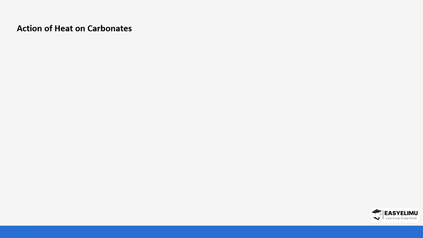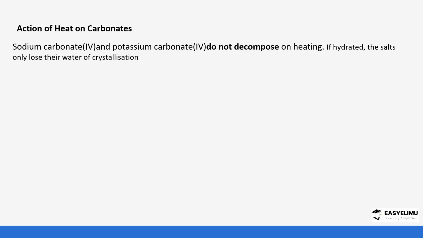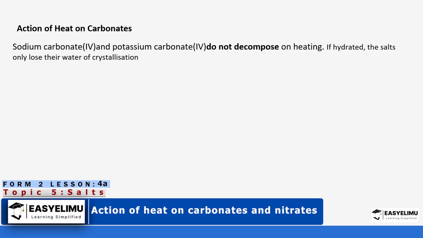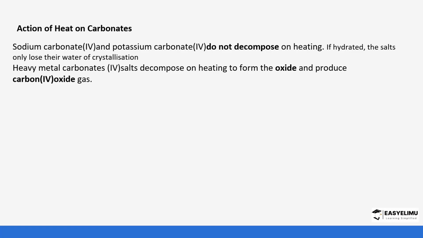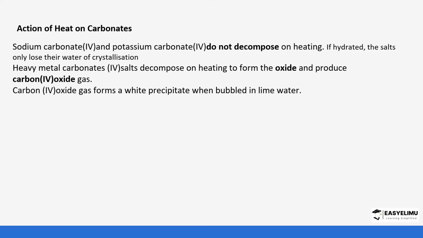When it comes to heating carbonates, sodium carbonate and potassium carbonate do not decompose on heating. If they are hydrated, they usually only lose their water of crystallization. But other metal carbonates usually decompose on heating to form their oxides and carbon 4 oxide. The carbon 4 oxide produced usually forms a white precipitate with lime water because it produces calcium carbonate. The white precipitate dissolves if you continue bubbling the gas, because of the formation of the hydrogen carbonate.